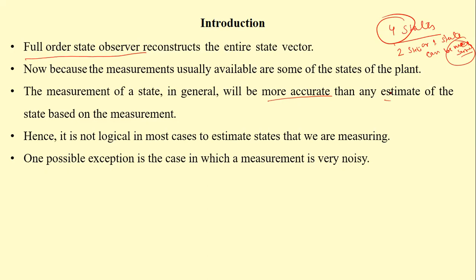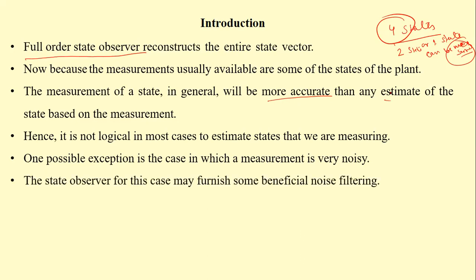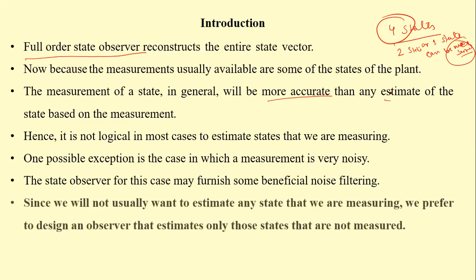Now, a state observer also acts as a filter for the noise in the measurement, right? So we will not usually want to estimate any state that we are measuring. This is very true: if you can measure a state, it is better to measure it. Do not estimate it, because an estimated value is an estimated value, while a measured value is a real-time value. So it is more accurate than the estimated value.